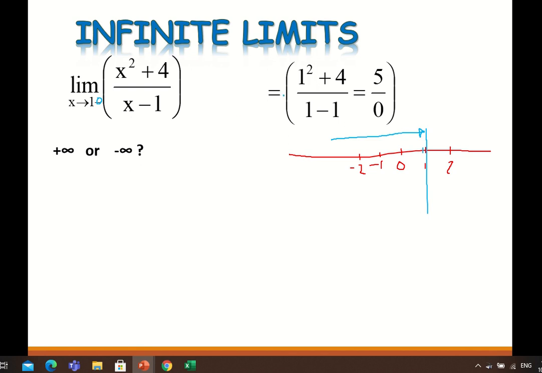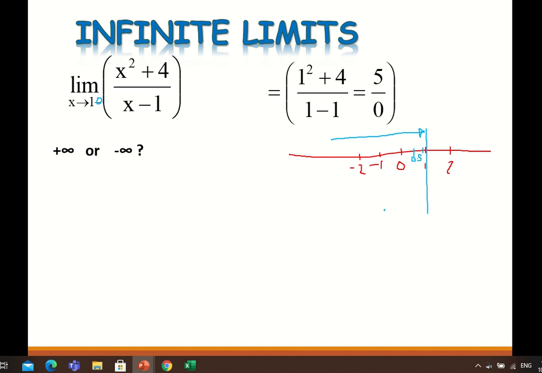Now, if the value of x is very close to 1, say we start with 0.5. When x equal to 0.5, that's close to 1 but not very close. When you substitute, 0.5 squared is positive. Then 0.5 minus 1 is negative 0.5, so that is still negative. You have positive at the numerator, negative at the denominator, so that gives us a negative quotient.